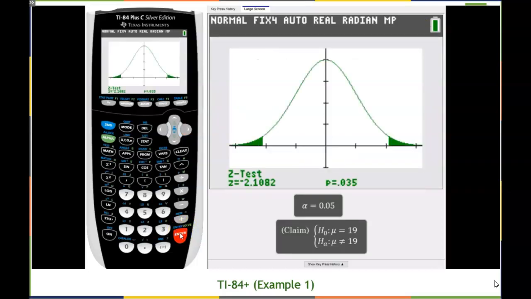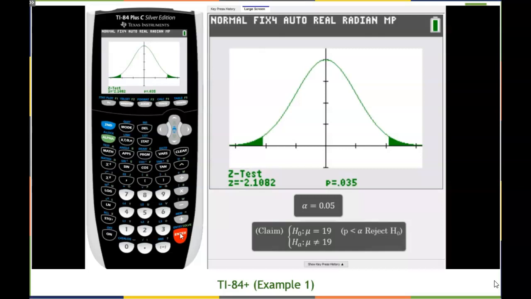Perfect. Because H0 is an equal, it is a two-tailed test, and our p-value is 0.035. We're comparing that to our alpha value of 0.05. Our p-value is less than our alpha, and therefore we have to reject H0. And because H0 was our claim, it's no good. So there is enough evidence to reject our claim that the mean starting age of smokers is 19 for at least this generation.